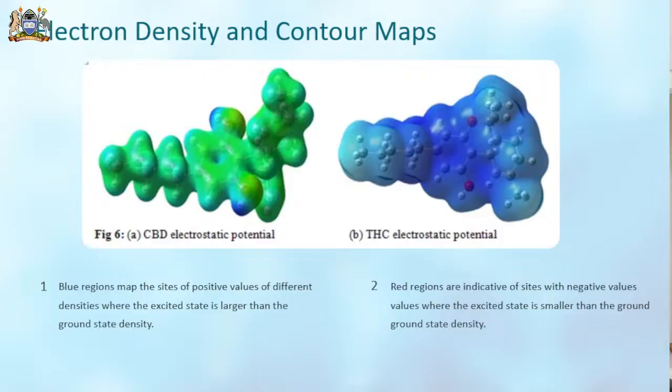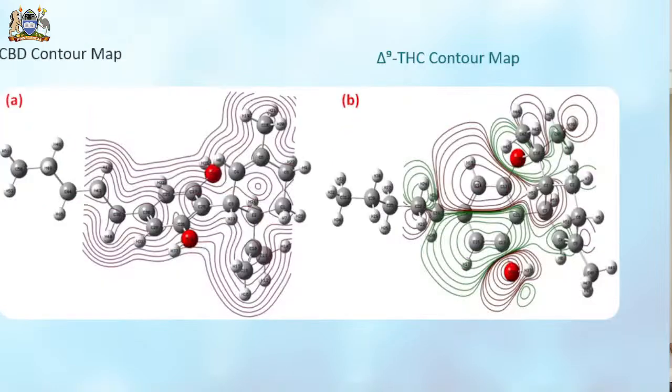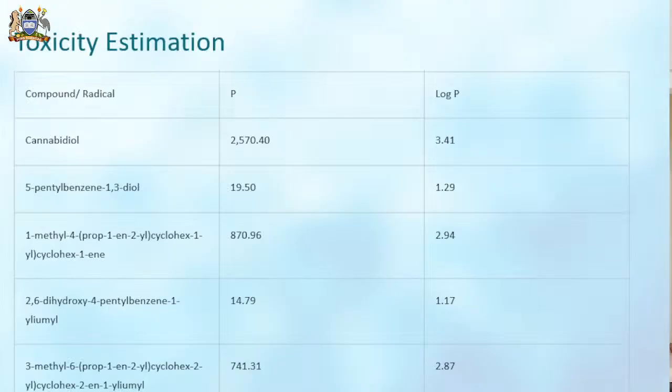Next slide, please. This resulted in the contour maps, which are shown in the next slide. The next slide is supposed to show us the contour maps for these two compounds. Next slide. Yes, those are the contour maps for both CBD and THC. Kindly, next, conclude.